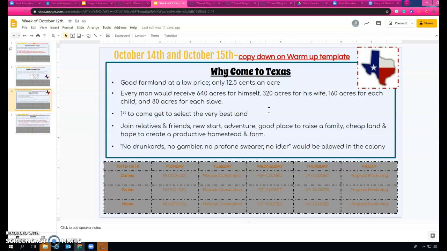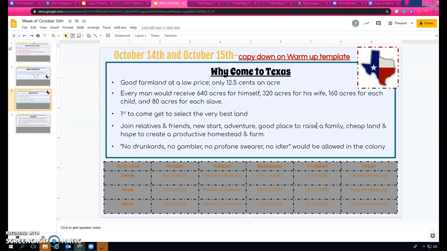So the pull factors is what is enticing or what is advertised about why people would want to move to a new area. So as you can see here, there was good farmland and it was extremely cheap. It was only 12.5 cents an acre. So very, very cheap land, and there was a lot of it. This second bullet point tells you how many acres they could receive. So depending on how big your family was, the more acreage you received.